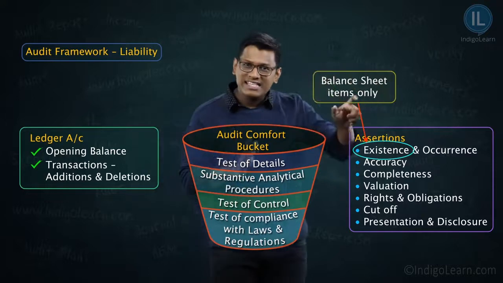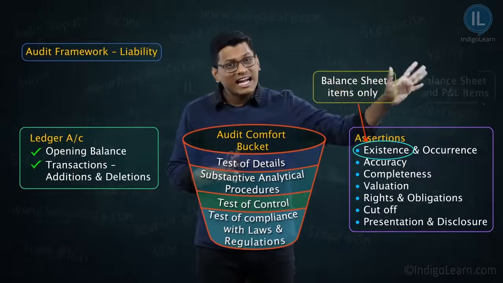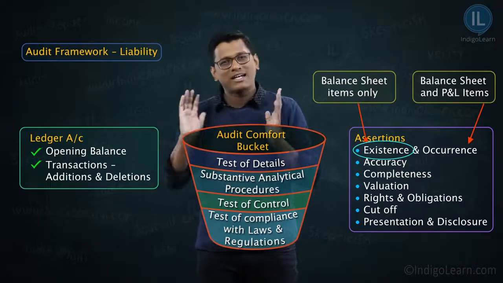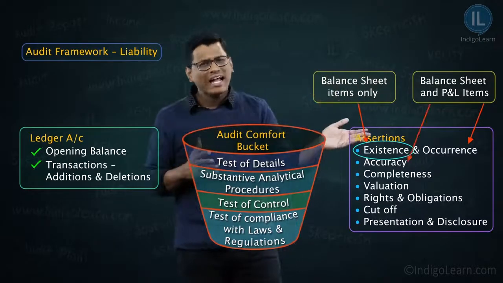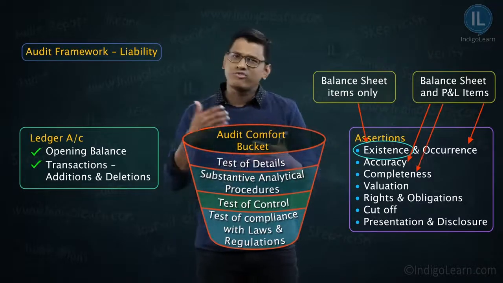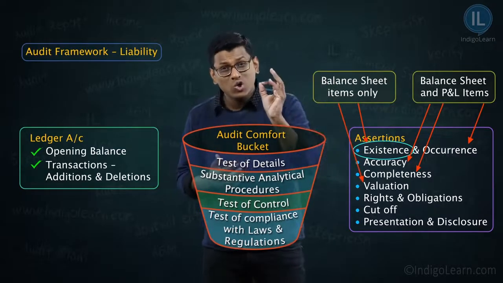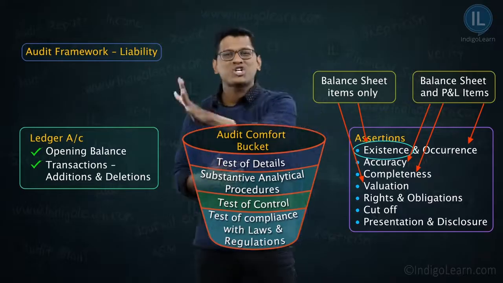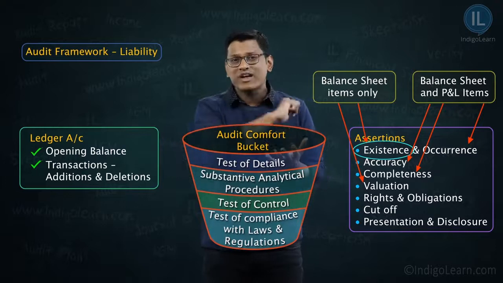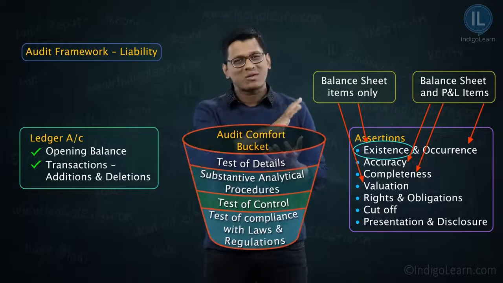Are we clear about it? Existence is always a balance sheet item. Occurrence is always for transactions. Transaction means increase or decrease to balance sheet items, and all the P&L items come under occurrence. Then accuracy is for both balance sheet and P&L. Completeness is also for both balance sheet and P&L. Valuation again is exclusively for balance sheet closing balances. The value at which they are carried in the balance sheet, whether that value is appropriate or not. So valuation again is for balance sheet closing balances.